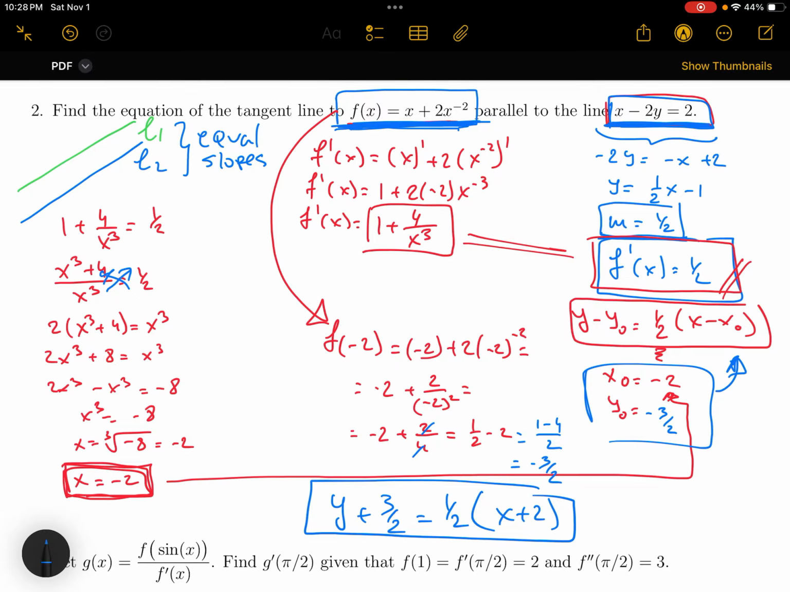Oh, this was a slightly different problem, because I was not given the point where I was looking for the tangent line, but I was given the fact that the derivative is 1 half, due to the fact that the tangent line and this line were parallel.